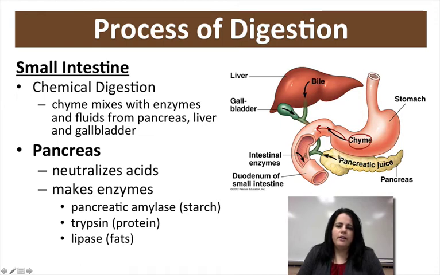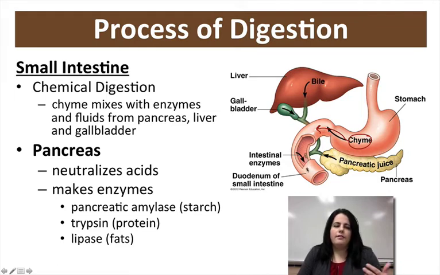The pancreas has many jobs, but one of its digestive jobs is to help neutralize the stomach acid, the hydrochloric acid from the stomach. Remember that the stomach has a very nice mucus lining, but other organs don't really have that mucus lining. So we need to neutralize that to prevent injury to the tissue. So that's the first thing it will do. Then it also secretes different enzymes.